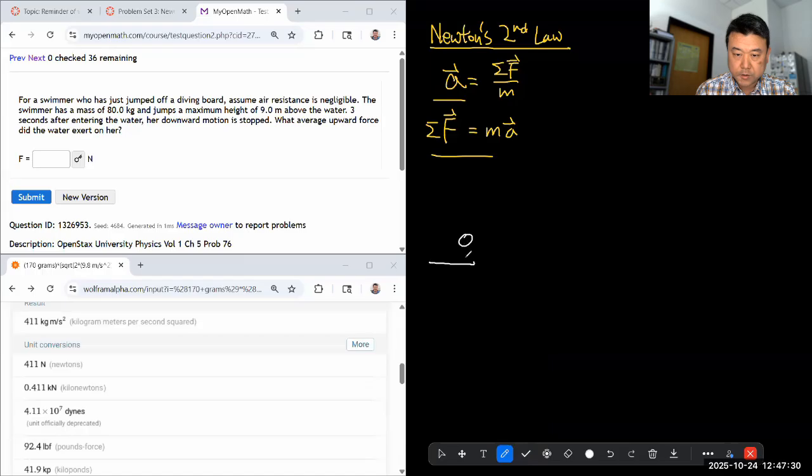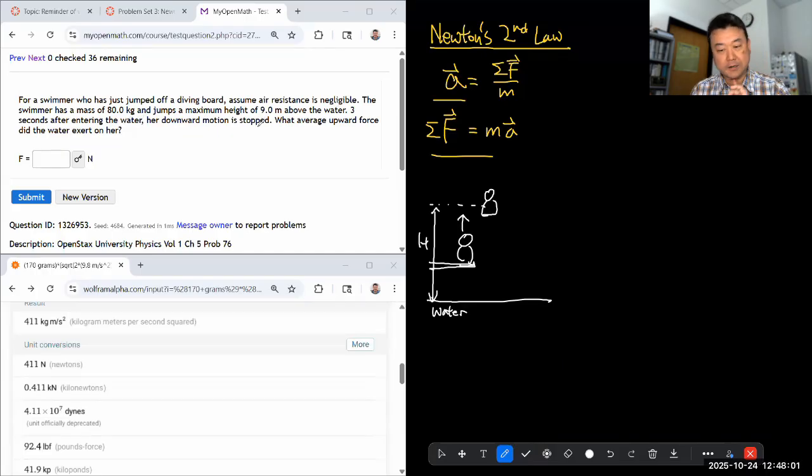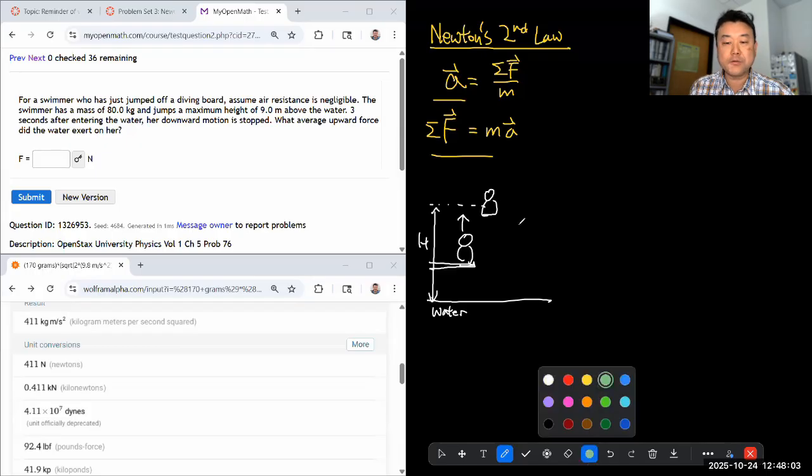So I have a swimmer jumped from the diving board and then reaches a maximum height somewhere here. That'll be above water. Okay, so the height of the diving board, don't care. It's the height of the water that I care about, and the height given is this height. Okay, 3 seconds after entering the water, her downward motion is stopped. Okay, there are some gaps here. Let me fill those in. People don't just hover like this. They do come back down.